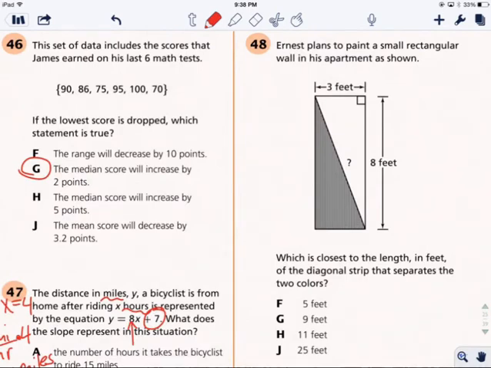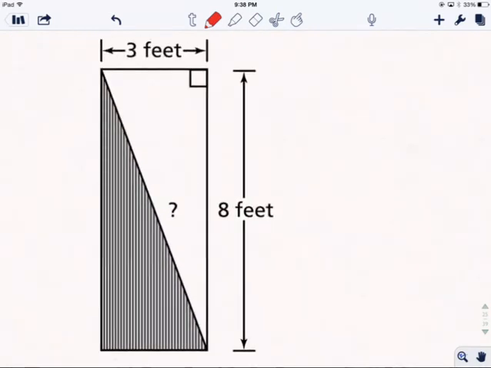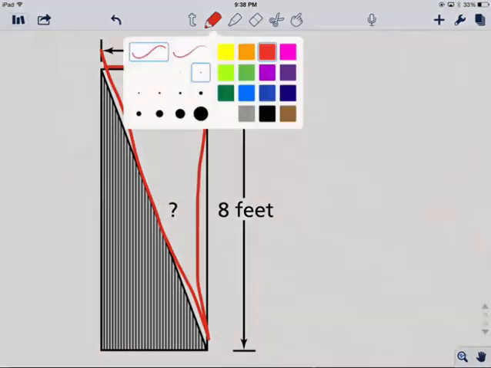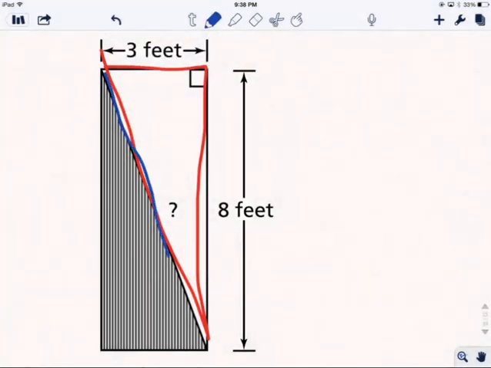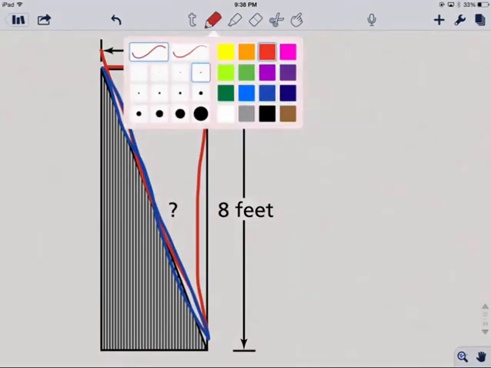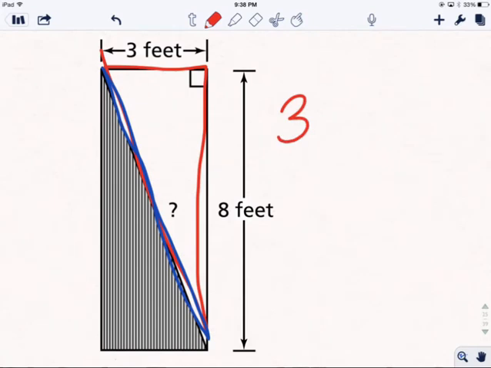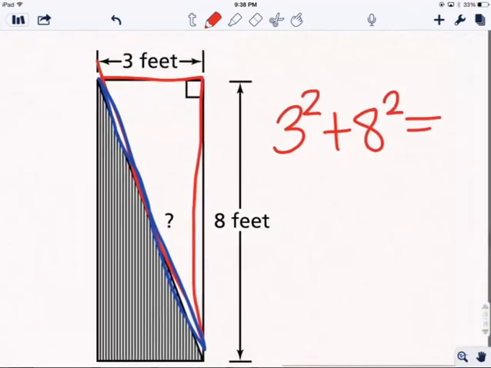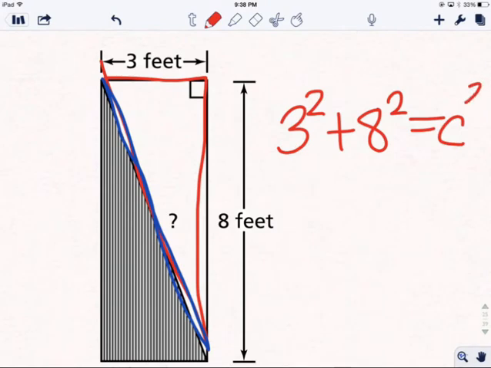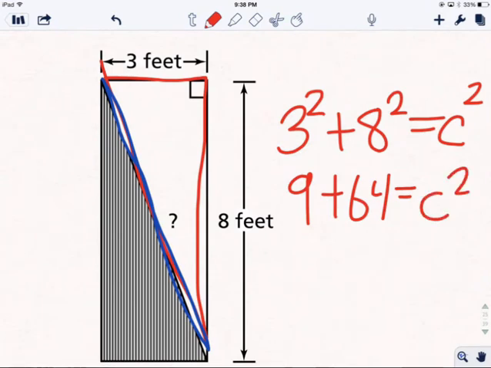Number 48 here. I hope that you recognize that this is a Pythagorean theorem problem, because we have a right triangle, and we want to know what is the length of the hypotenuse, what is the length of this diagonal here. So to set up the Pythagorean theorem, you would take 3 squared plus 8 squared, and that is equal to the length of the hypotenuse, c squared. So 9 plus 64 equals c squared. 64 plus 9 is 73.